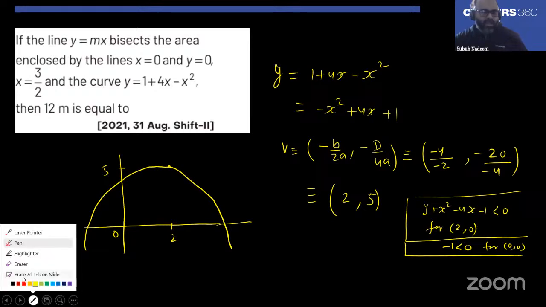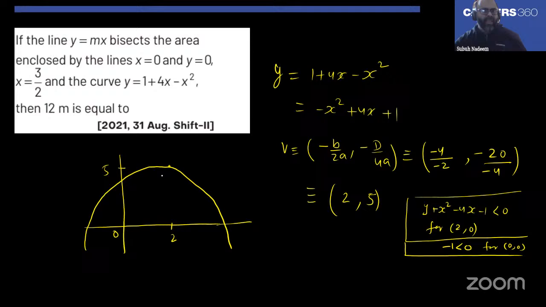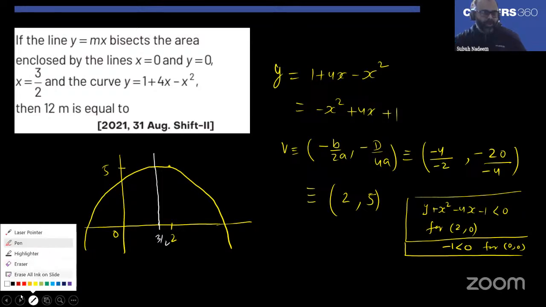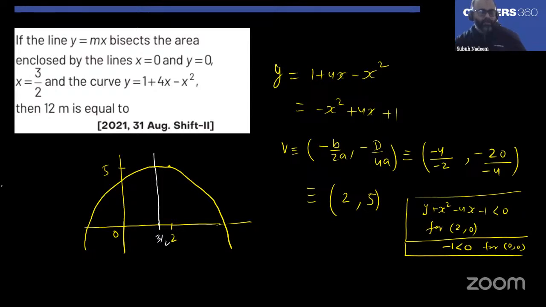Now there is the interval x equal to 0, y equal to 0. That means it is the first quadrant, and x equal to 3 by 2. So 3 by 2 will be somewhere here, before the vertex, before the maximum point. And there is a line y equal to mx, which we can draw like this. It is passing through the origin like this, y equal to mx, such that it is bisecting the area.